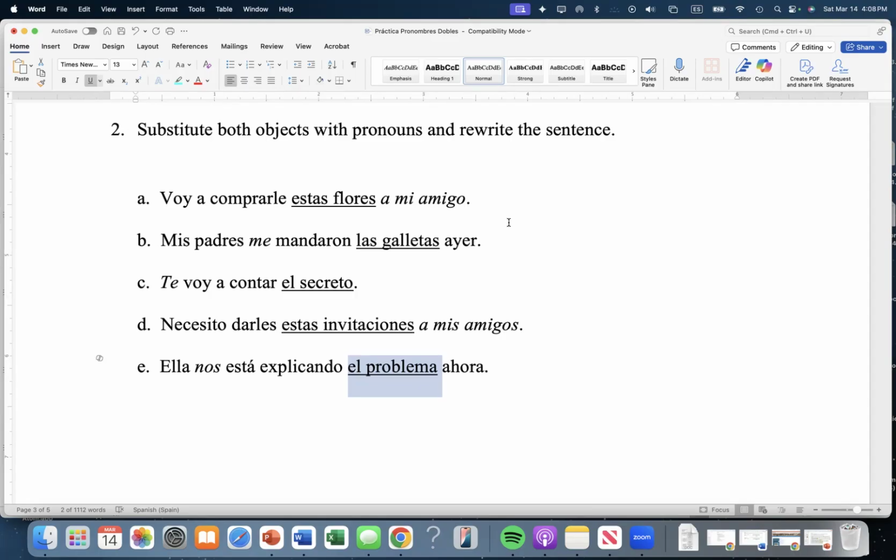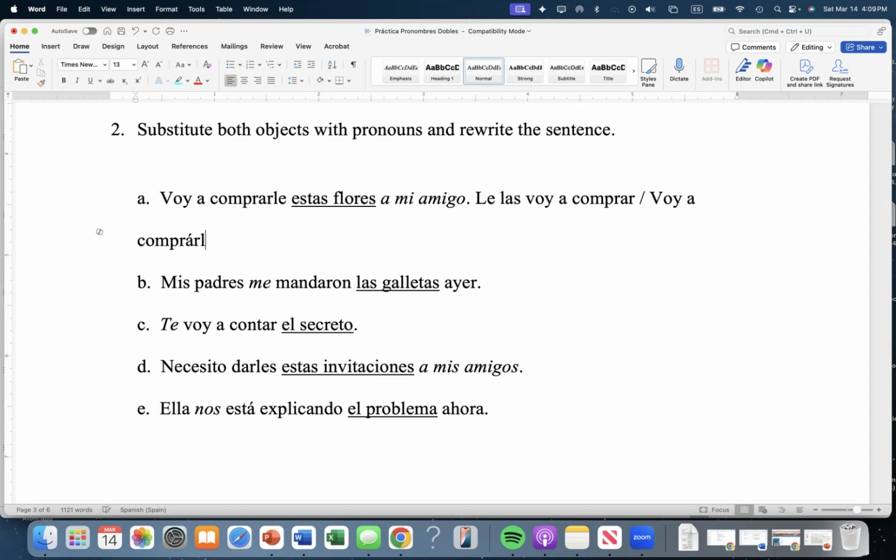Now let's go ahead and replace. Here we have, voy a comprarle estas flores a mi amigo. So what? Estas flores, these flowers. For whom or to whom? A mi amigo. Le voy a comprar. Well, actually, I should be replacing everything at this point. So, estas flores would be las, right? And then a mi amigo, that would be le. So, the resulting statement should be le las voy a comprar, or voy a comprar lelas. But we know that we cannot say lelo or lela. So, se las voy a comprar, voy a comprárselas. Right?